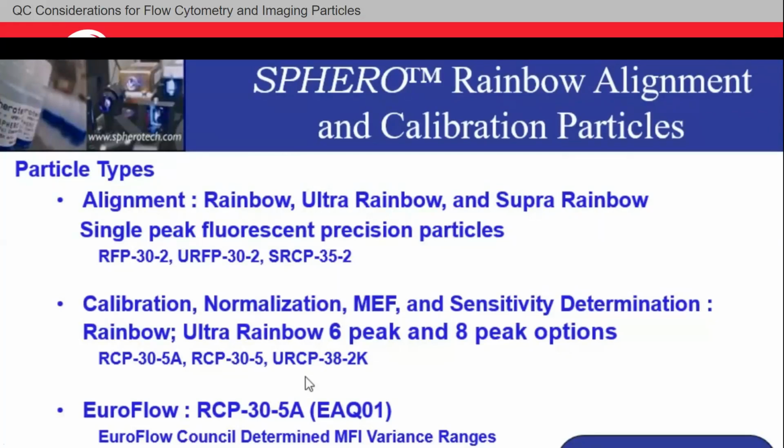But traditionally, most users are still just using the MEF values set by the standard RCP, such as the 35A. This 30-5 is a 6-peak, and this URCP 38-2K is also a 6-peak. Now this UR is for ultra rainbow, and R is for rainbow. Now if we look a little bit lower, we're seeing this U and S appear with this QP. So we have URQPs versus the URCPs or RCPs.